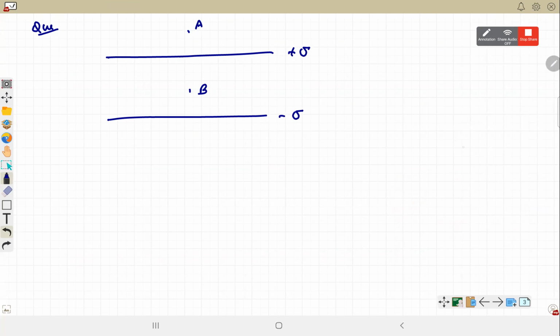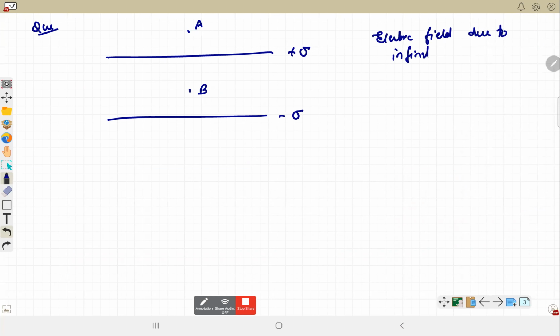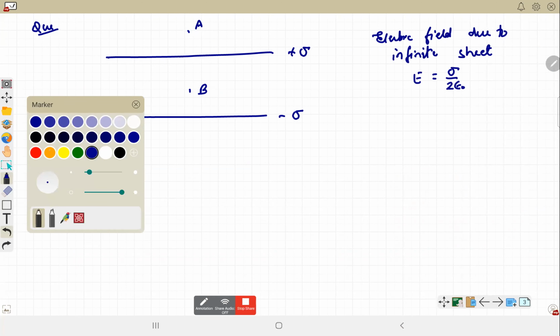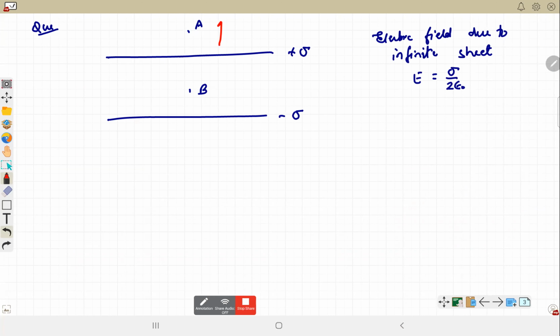Electric field due to an infinite sheet is given as sigma by 2 epsilon naught. For positive charge, it is away. For the negative charge, towards. Electric field due to infinite sheet is equal to sigma by 2 epsilon naught. For positive charge, it is away.